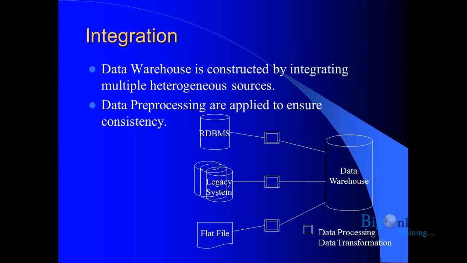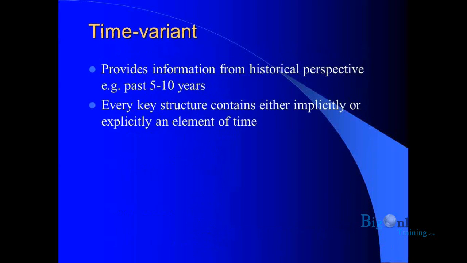Subject-oriented, integrated, and then time-variant. Unlike normal OLTP systems, we store historical information in our data warehouse. The decision will be taken by the management whether they need to maintain 5 years or 10 years of history in the data warehouse. Based on that, they load that historical information into the data warehouse. That's why it is known as time-variant. You can always pull the information from 5 years ago from the data warehouse.